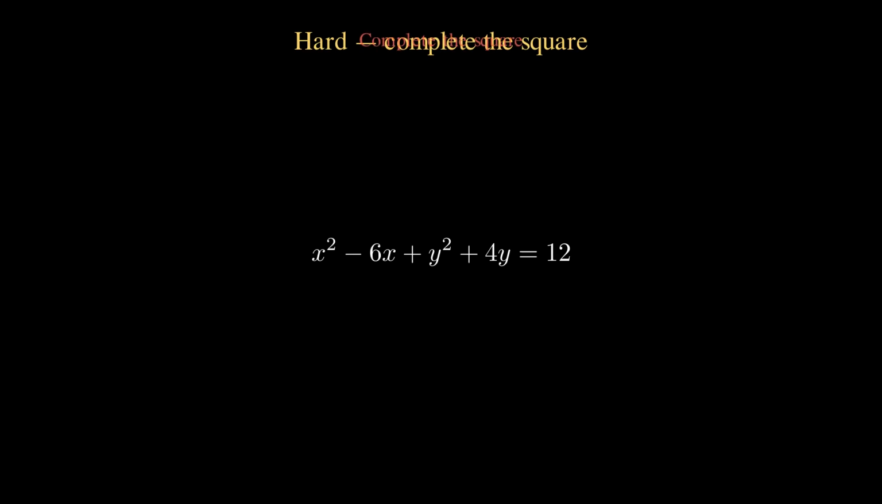Complete the square for x. Half of negative 6 is negative 3. Square it, you add 9. For y, half of 4 is 2. Square it, you add 4.